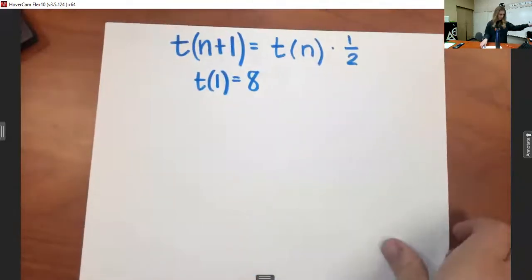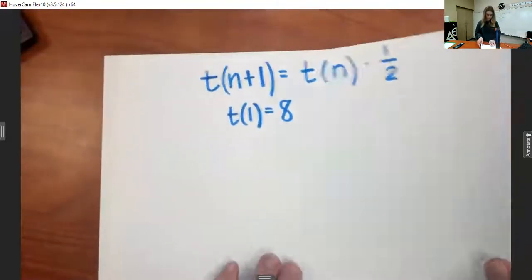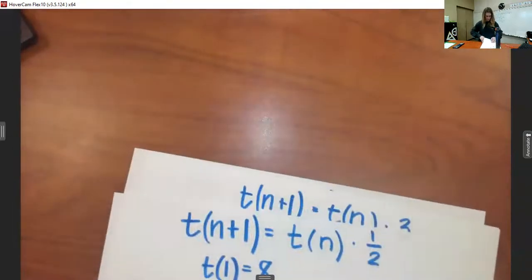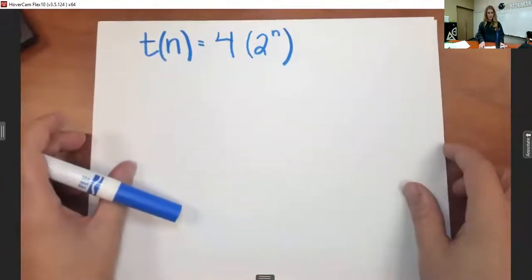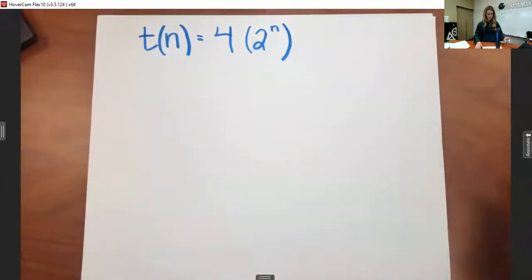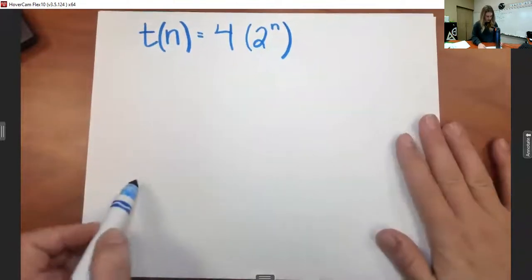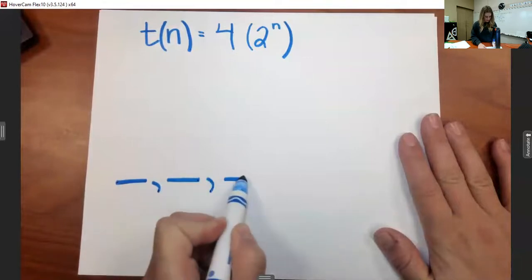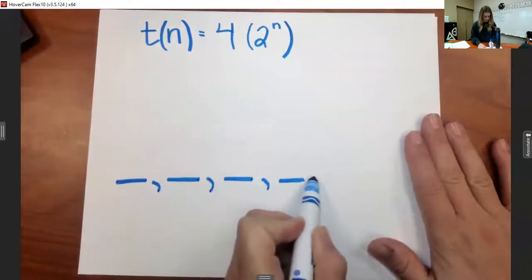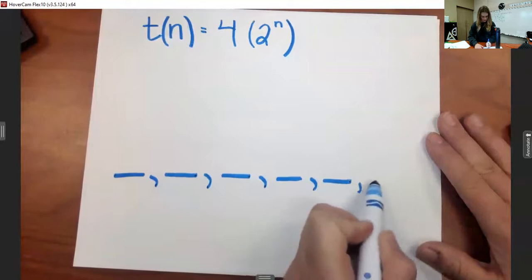All right, I'm going to do not that one first. So on these problems, I'm giving you an explicit formula, and I want you to find the first 5 terms in the sequence. So whenever someone asks for that, I like to write out 5 terms, so I know I have to find that many. Those are just blank spots.